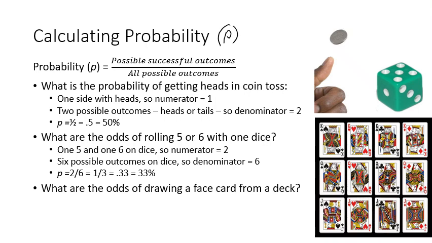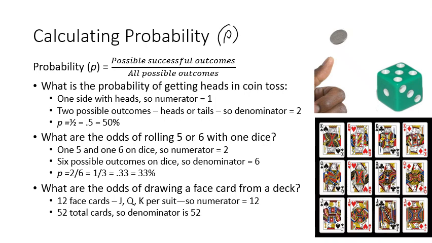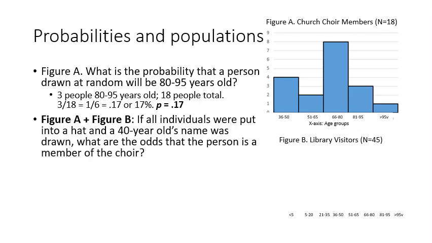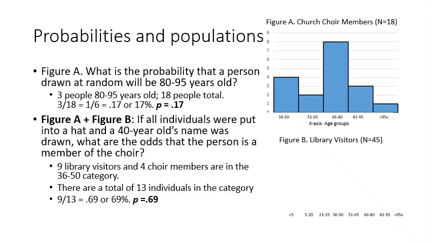And likewise, the odds of drawing a face card from a deck, well, there are 12 face cards in the deck, 52 cards in total. And so 12 divided by 52, we get the probability of drawing a face card as 0.23, 23%. I'm not going to do these examples because I think we have enough clarity on how we calculate these odds.